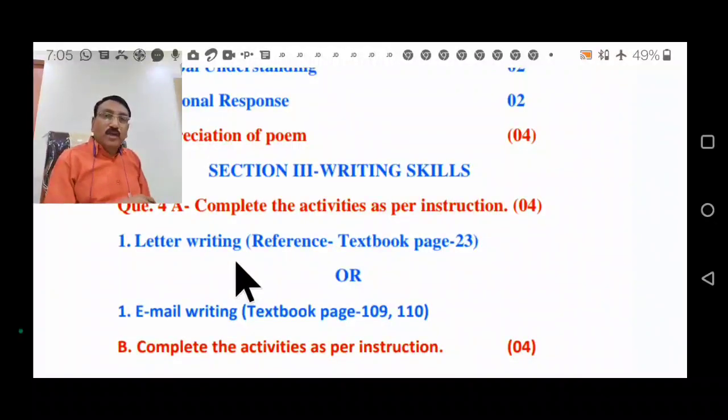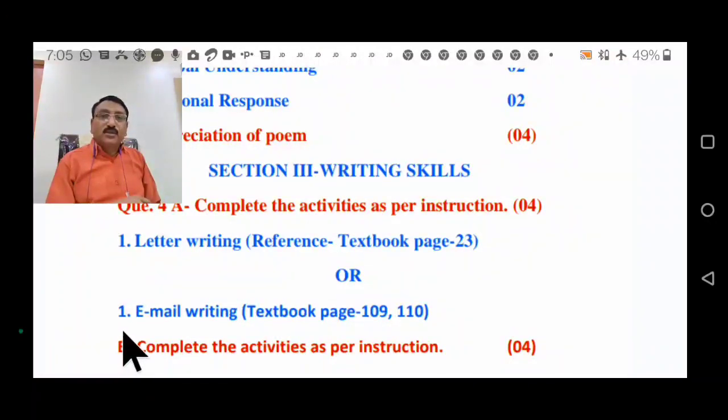Now you will have two options here. The first is formal letter and the second one is email writing. The template will be given in the activity sheet.